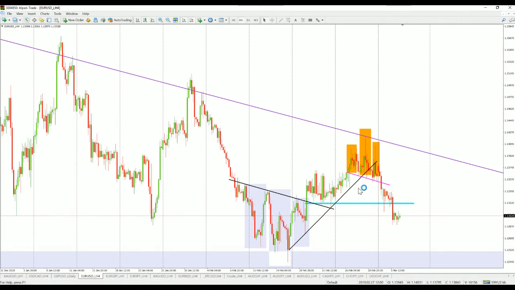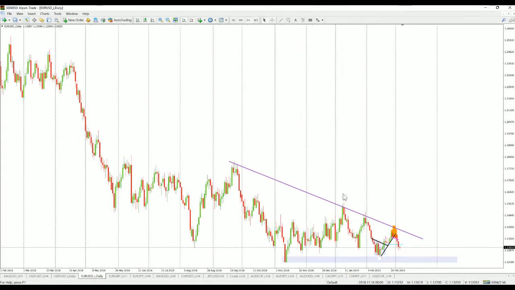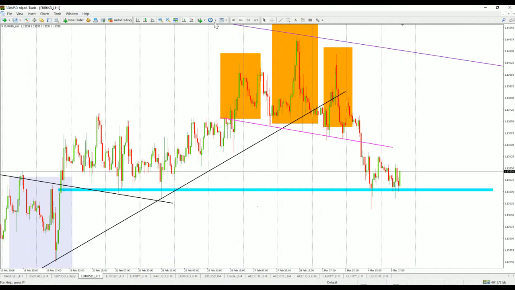Now the euro dollar, which is going down as expected, and the biggest movement here happened yesterday at the end of the European session. It was expected. Why? Because of this head and shoulder pattern and because of this descending triangle pattern. So we broke from the upper line of the descending triangle pattern and went lower.